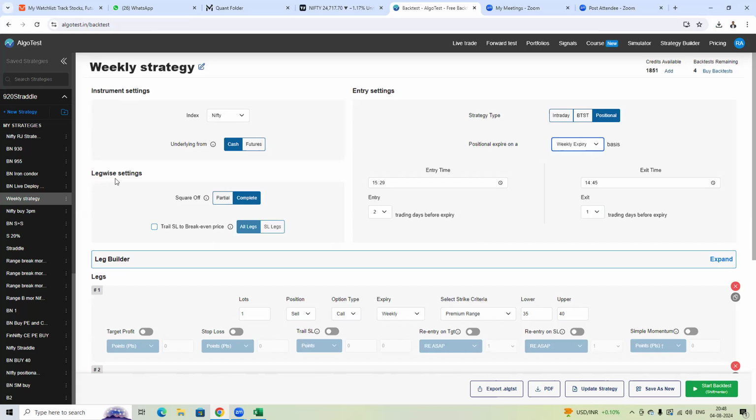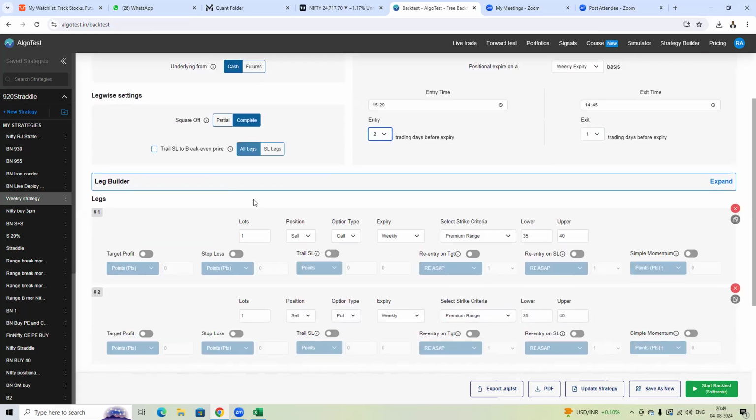Right, leg-wise settings. When you go for a positional strategy, you will have an option to enter when you want to enter. I want to enter 2 trading days before the expiry. That is, if the expiry is on Thursday, I will enter on Tuesday, 2 days before. You can enter 1 day before or 4 days before or whatever you want. I'll be entering 2 days before at 15:29, at market closing time, and exit is 1 day before the expiry, that is on Wednesday at 2:45. So what is the strategy I want to build?